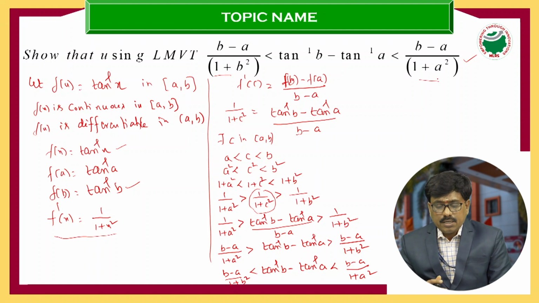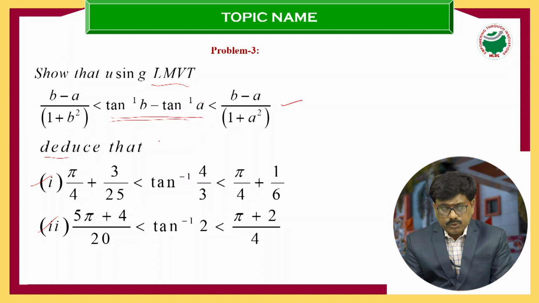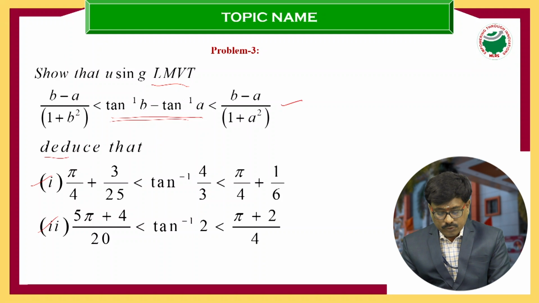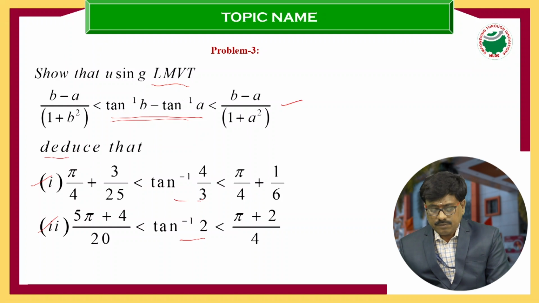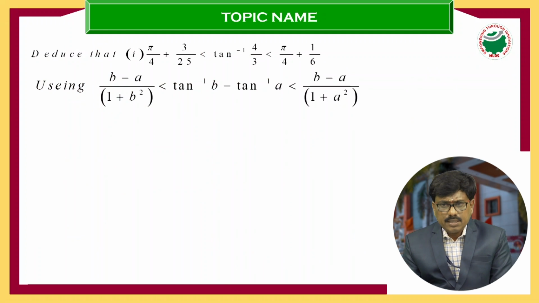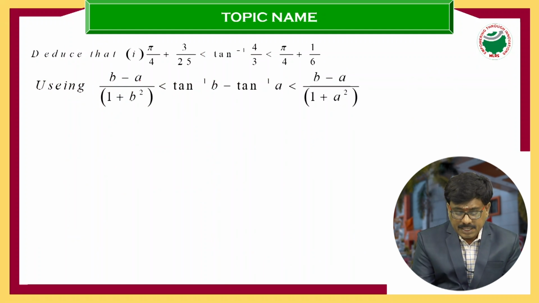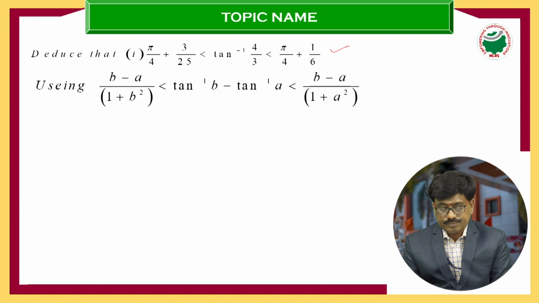Using this inequality, we are deducing the two inequality conditions: one is tan inverse of 4 by 3 and one is tan inverse of 2. Already we derived the inequality, b minus a by 1 plus b square less than tan inverse b minus tan inverse a less than b minus a by 1 plus a square. We will use this result. We are going to prove this inequality now.